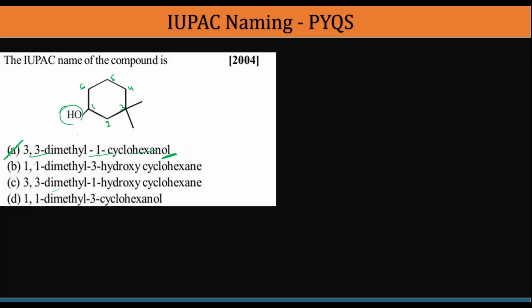And these three options are just wrong. You can check it out. Here they gave priority to the methyl group rather than OH. That's why it's wrong.